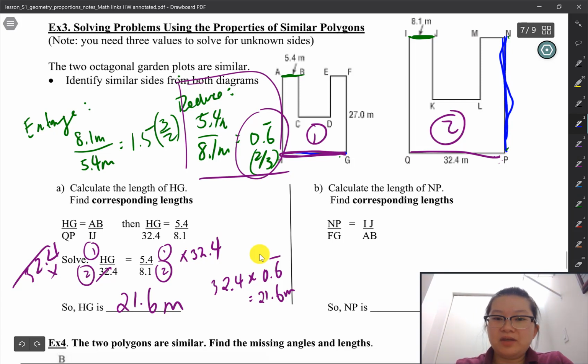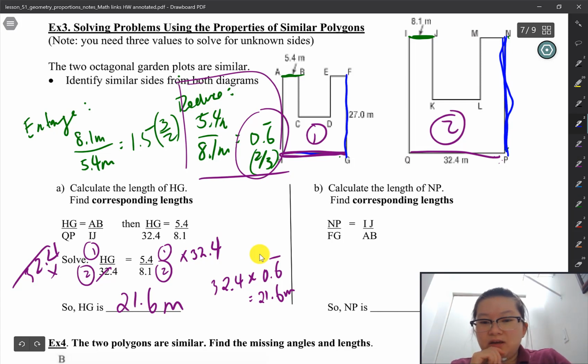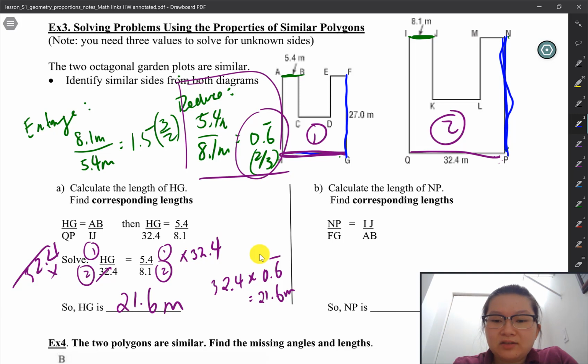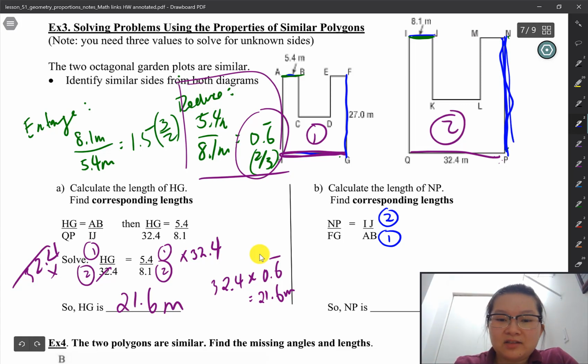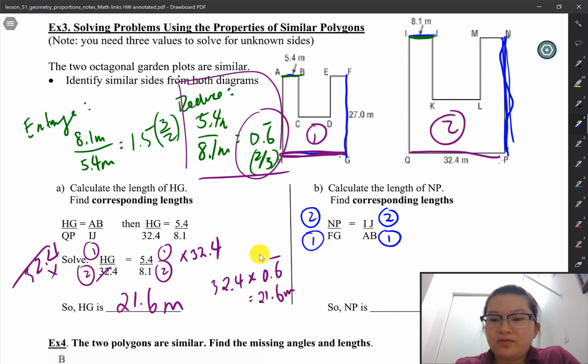Okay, so next up we want NP corresponding to FG. Notice that in using the way that they show us here, we need to make sure that the side lengths correspond to the right part of the polygon. IJ is the big guy, so that's divided by the smaller side length here. IJ is divided by the smaller one. So NP is the larger side, is also on top, on the other side of the equation. FG is on the bottom, just like how the ratio is set up. So if I put in some numbers, I want to find NP. FG is 27. I got lazy here. IJ is 8.1 and 5.4 on the bottom.